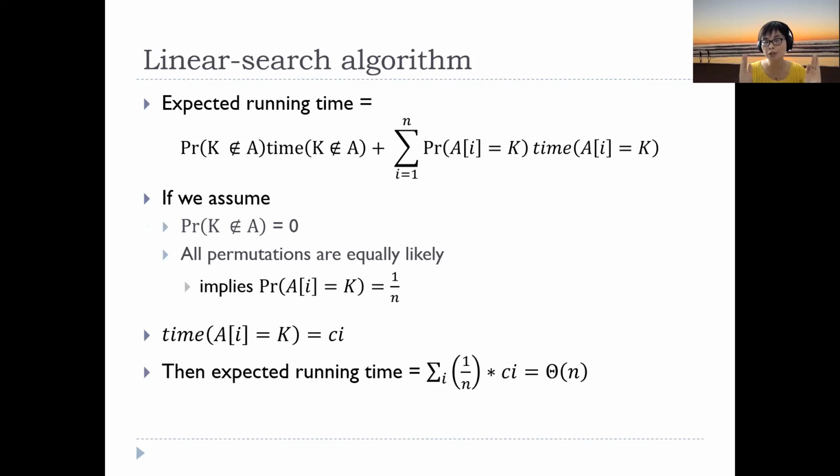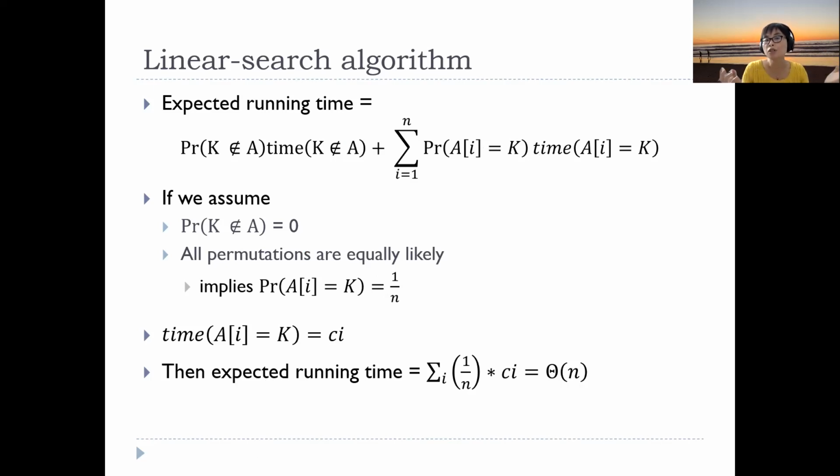Under this assumption, we said that since everything is equally likely, the average time is the time for each type of input multiplied by the probability of it happening. The probability is 1/n, because each position is equally likely, and the expected running time in the end gives us Θ(n).